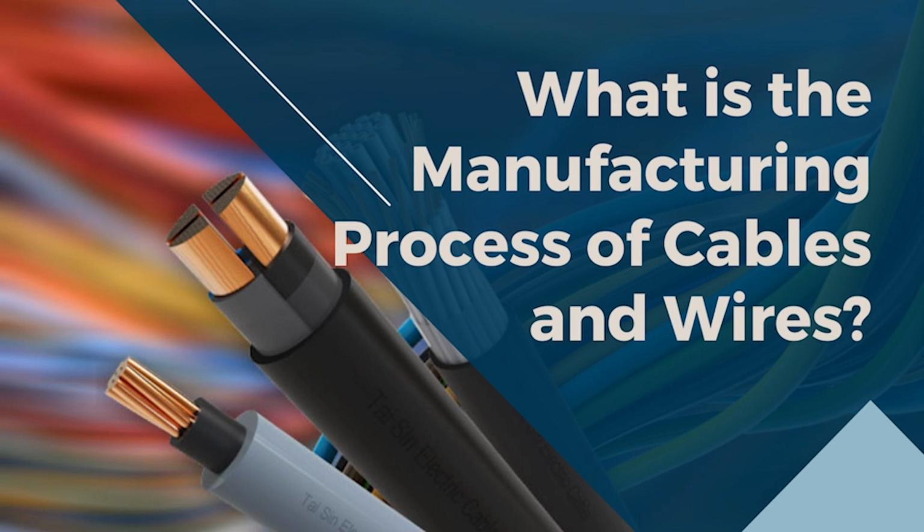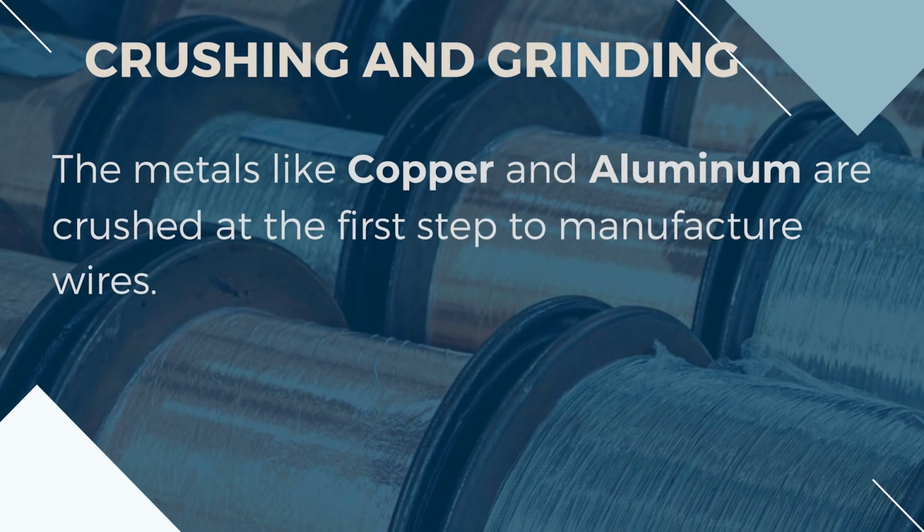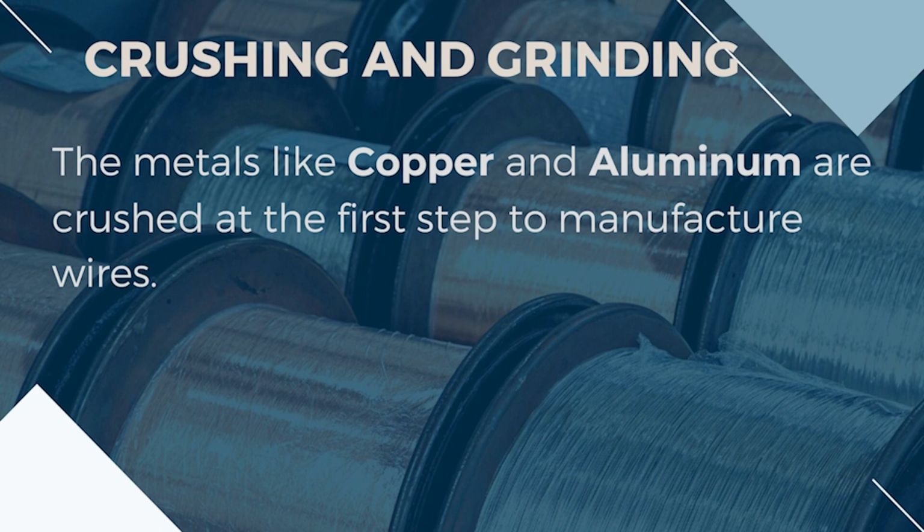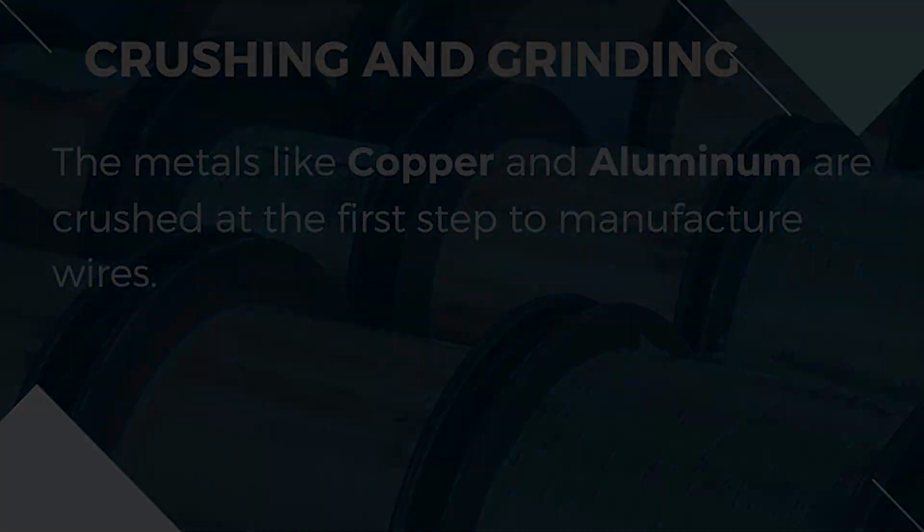There are several stages through which materials have to pass to produce cables and wires. All these steps are followed to determine the quality of the wire and match the industry standard. Crushing and grinding. The metals like copper and aluminum are crushed at the first step to manufacture wires. The process of crushing and grinding is done in large machines. With this process, the squandered material is removed and the metal is extracted.